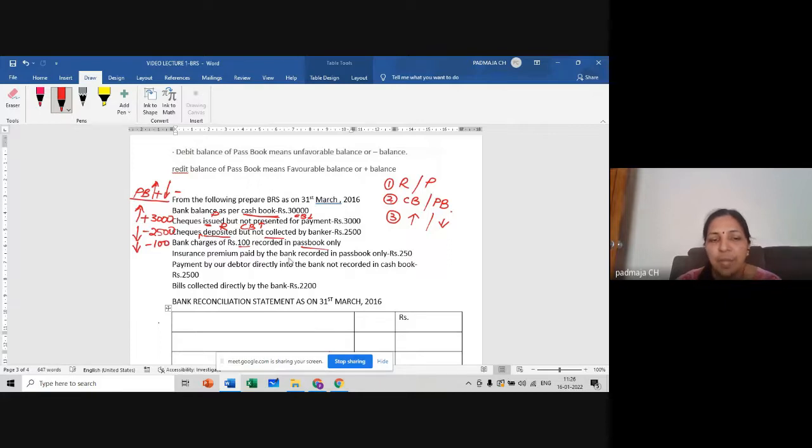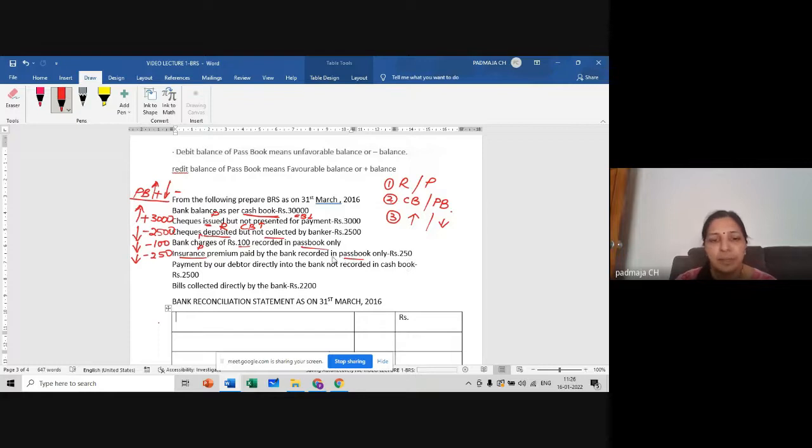Insurance premium paid by the bank. Is insurance premium a receipt or a payment? It's a payment. Where is it recorded? In passbook. A payment recorded in passbook will decrease the balance in passbook. So what we have to do? We have to deduct 250 rupees.